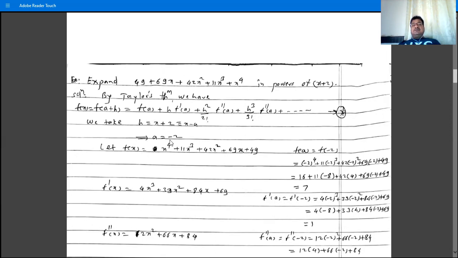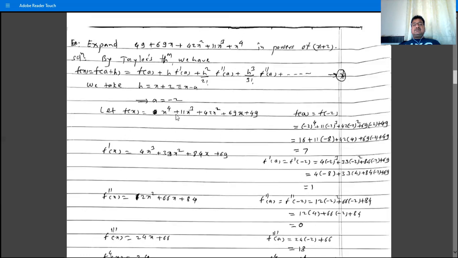And then write the given function as f x, x raised to 4 plus 11x cube plus 42x square plus 69x plus 49 as f x. And then f of a, that is f of minus 2, is what? Substitute x as minus 2. So we have the answer 7. Then f dash x is the derivative of this quantity, 4x cube, then 11 into 3, 33x square, 42 into 2 is 84x plus 69. And then f dash a means f dash minus 2 is this, that is substitute x as minus 2.